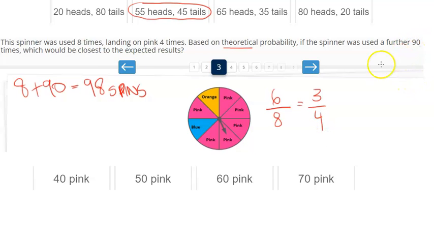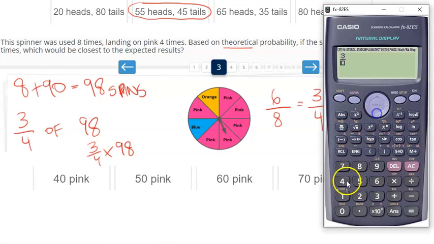So 3/4. Now what you do with this 98 and 3/4 is that from the 98 spins, you're expecting 3/4 of those spins, theoretically speaking, to be pink, and then the others will be either orange or blue. So you're finding 3/4 of 98. To put this in the calculator, it's just 3/4 times 98. So if I grab our calculator out, we'll put our fraction in, 3/4, multiply this by 98, and press our S-D button.